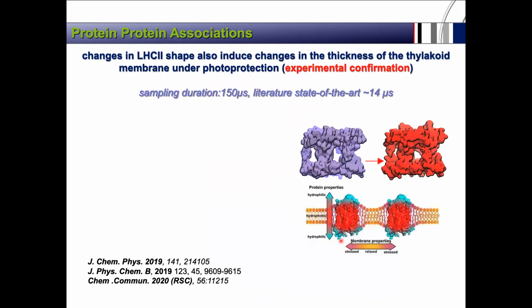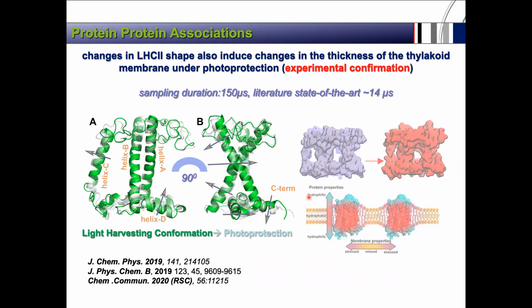Changes in the antenna shape also induce changes in the thickness of the thylakoid membrane under photoprotection, and there is also experimental evidence for this and the confirmation. The sampling for this study was at 150 microseconds total, whereas the state of the art of the literature at the time was only 14 microseconds. So we were able to identify the light harvesting conformation, the green cartoons here, and how it is converted to the photoprotective state. The arrows show the way in a thylakoid membrane.